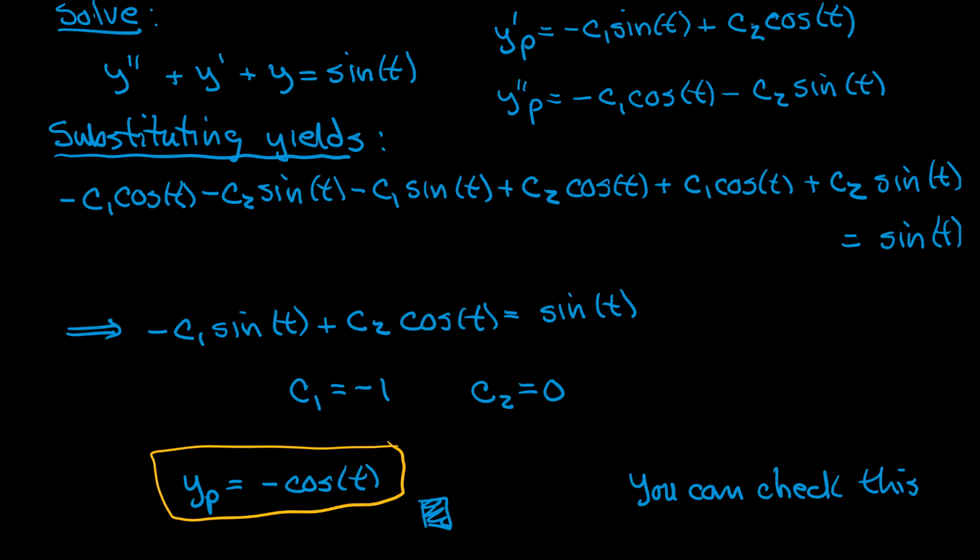You can check this to verify it. All you need to do is to compute the derivative, compute the second derivative, and substitute those back into the original equation in the upper left corner here. And the right-hand side, which is sine of t, should wind up equaling the left-hand side, after the left-hand side is simplified, also sine of t.